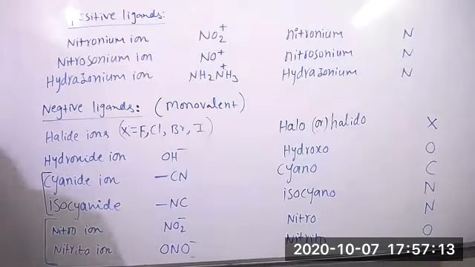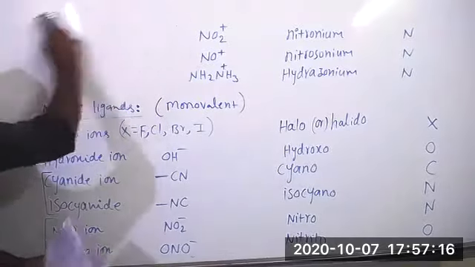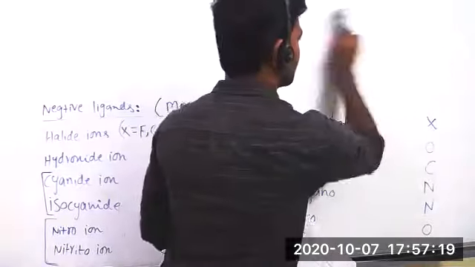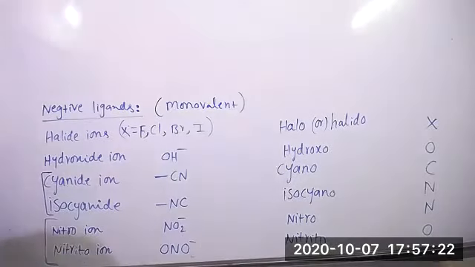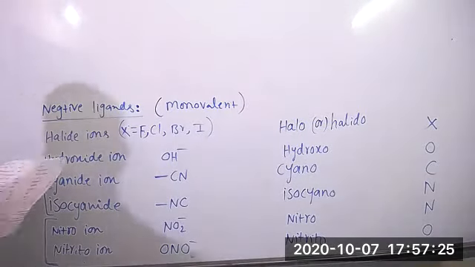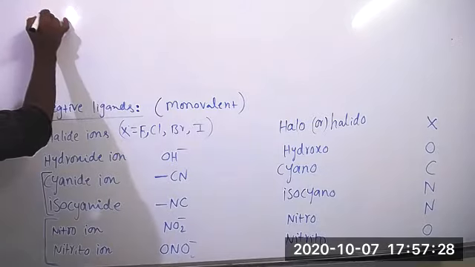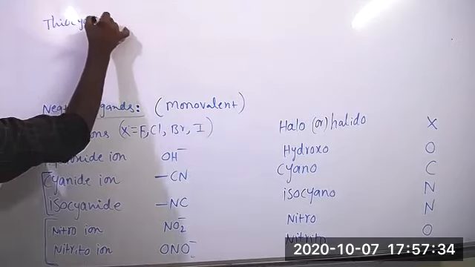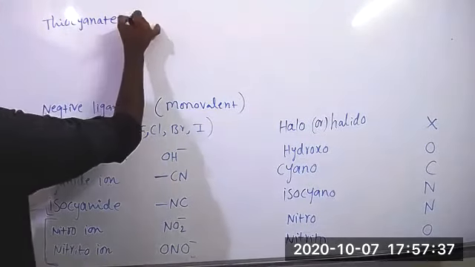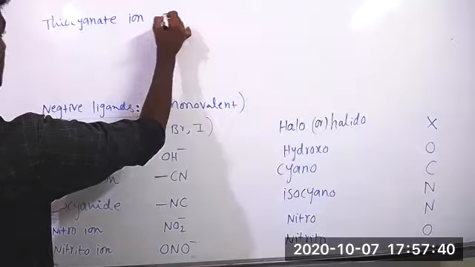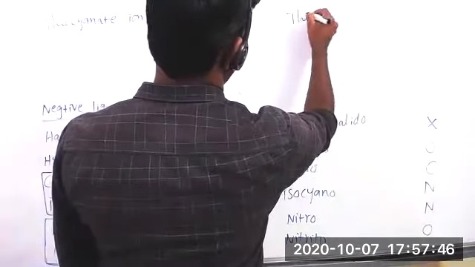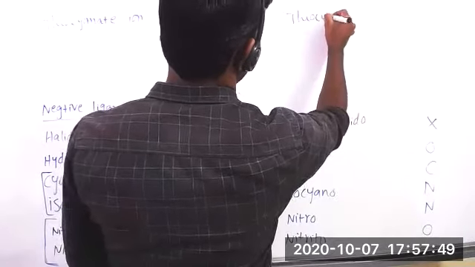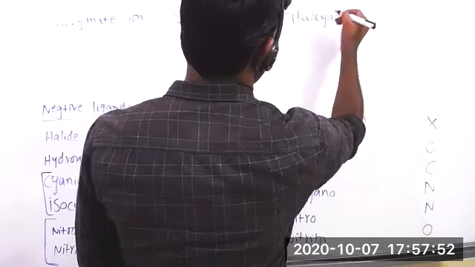Okay, next continuation, negative ligands. Thiocyanate. That is SCN minus. So name is thiocyanato. Thiocyanato. Sulfur is linked to central metal atom.